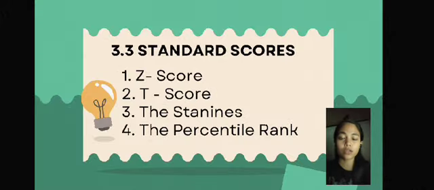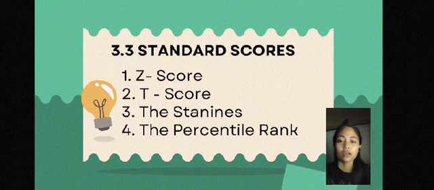Next, we have the standard scores. We have this z-score, which expresses test performance simply and directly as a number of standard deviation units our score is above or below the mean. Next, we have the t-score. It refers to any set of normally distributed standard scores that has a mean of 50 and a standard deviation of 10.